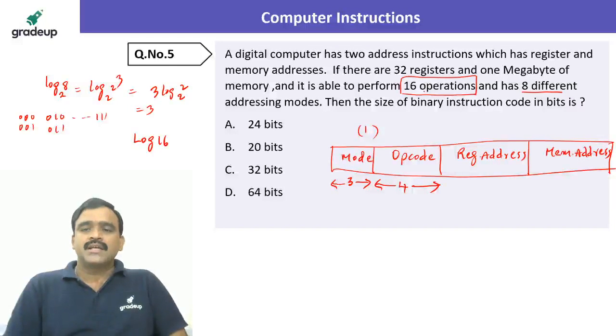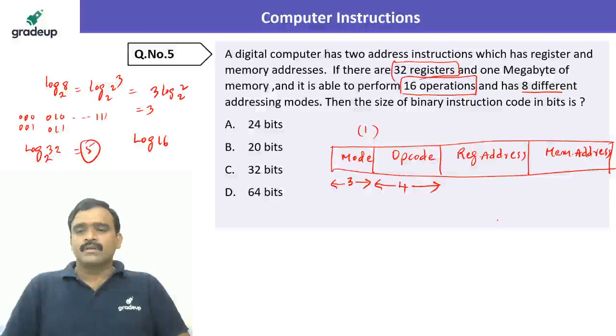And for the register address, how many registers are there? We are having 32 registers. For 32 registers, to identify one register, we require log 32 base 2. So that means we require 5 bits. So the register address would be 5.